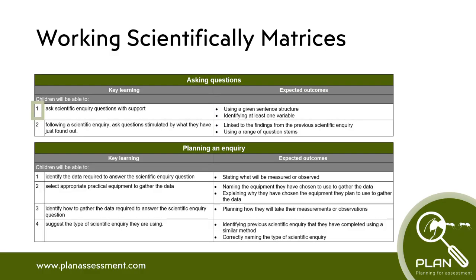Each element of the key learning for each skill in each phase is given a reference number, which is used in the Planning Working Scientifically documents.